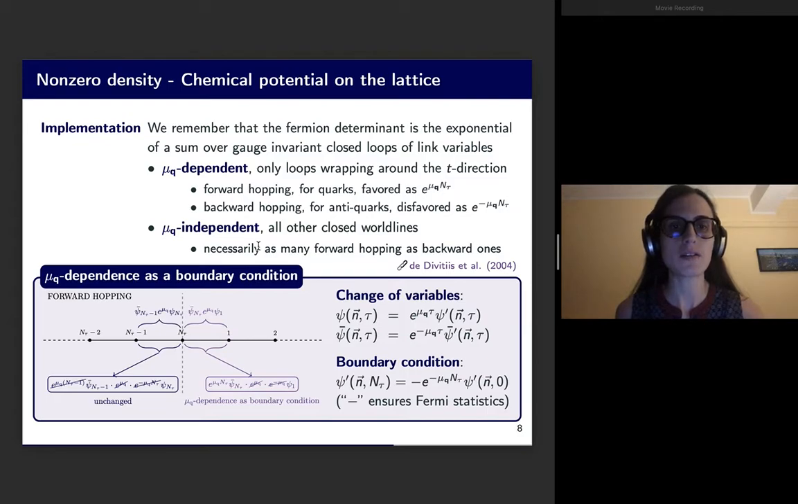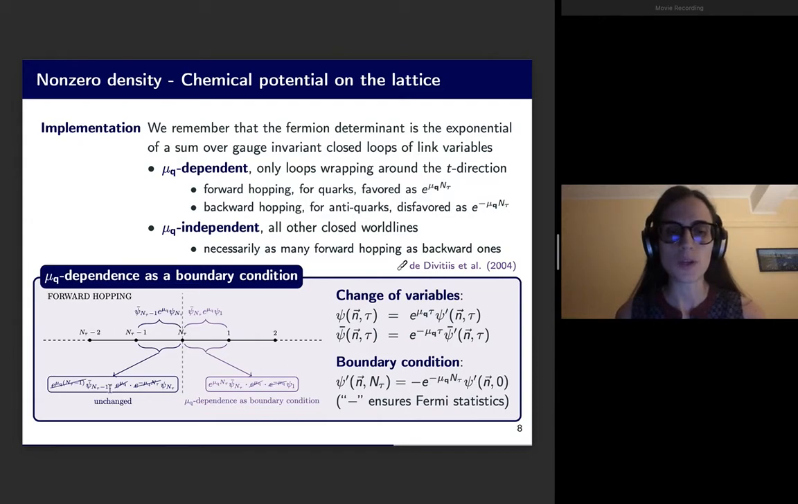And the second is that the mu_q dependence can in fact be implemented simply as a boundary condition. And in order to clarify that, I prepared this one-dimensional sketch for the forward hopping, where in particular hopping from n_tau minus 1 to n_tau is considered, and then hopping across the boundary from n_tau to 1. Okay? And here are the terms that appear correspondingly in the hopping part of the Dirac operator, to which we can apply a change of variables, both for psi and for psi bar, according to these expressions.